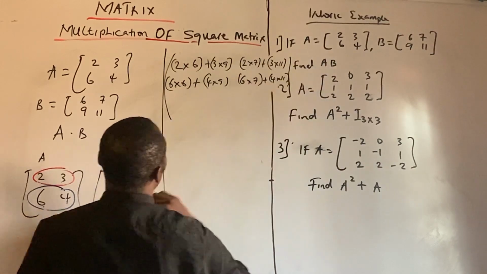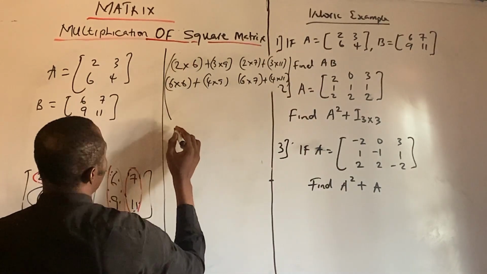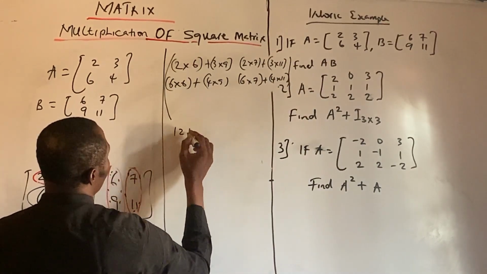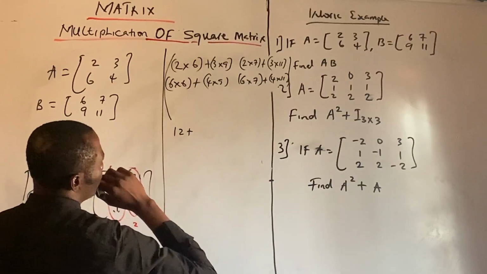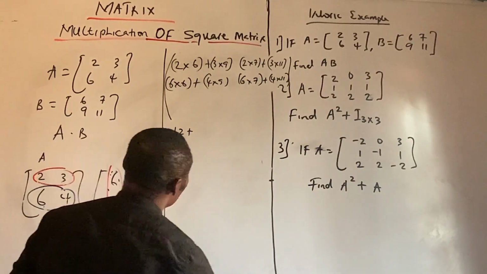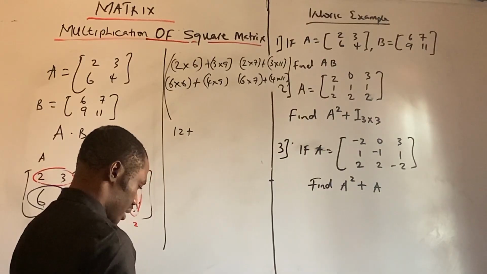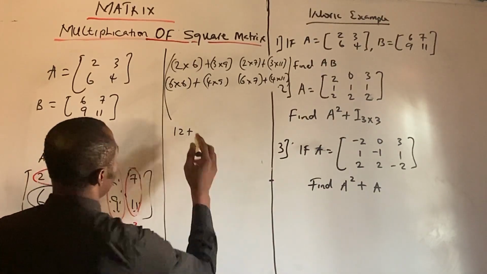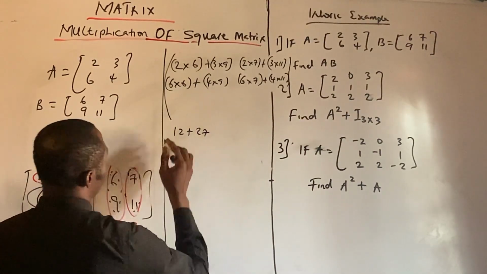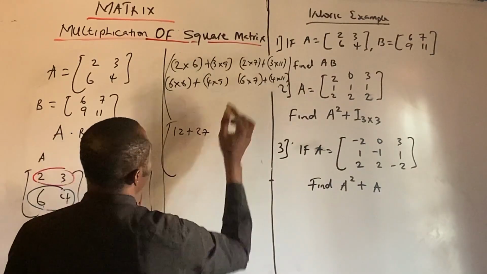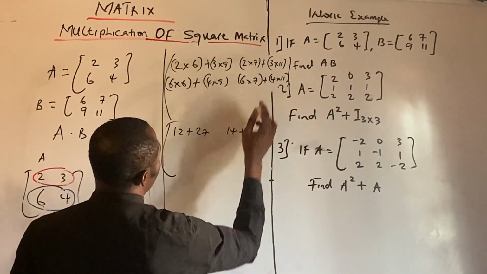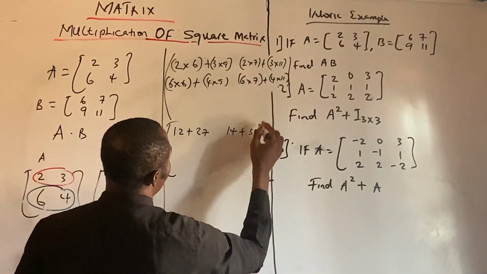All right, so this is what we got. 2 times 6, that is going to give me 12. 3 times 9, let's multiply 3 times 9, that's 27. Just want to confirm very well. 2 times 7, that is 14. 3 times 11, that's 33.